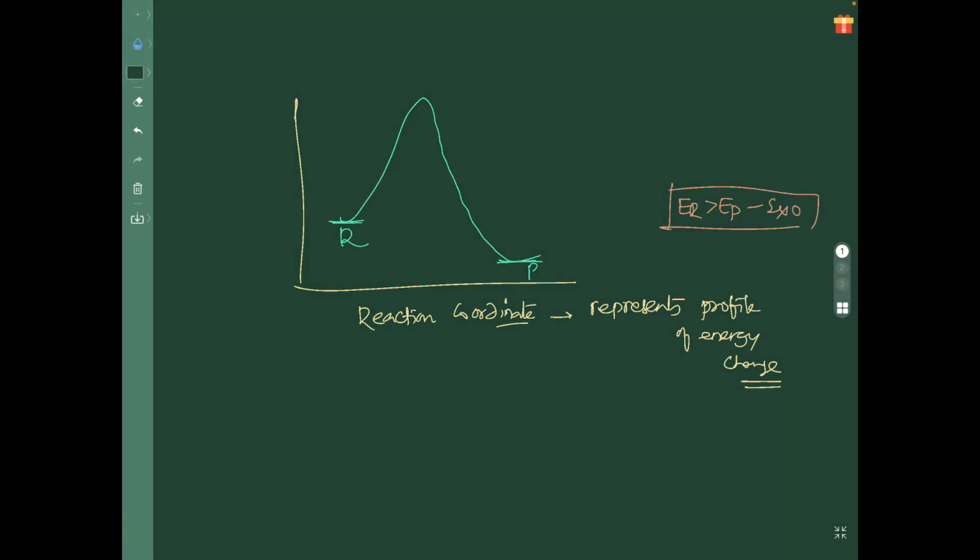Now you see, this is known as the activated complex. Through the activated complex only, the reactants are converted to products. They are not going directly like this. They have to pass through the activated complex.